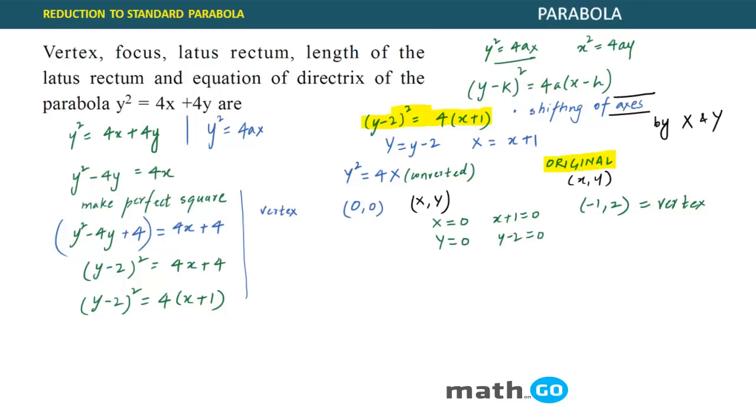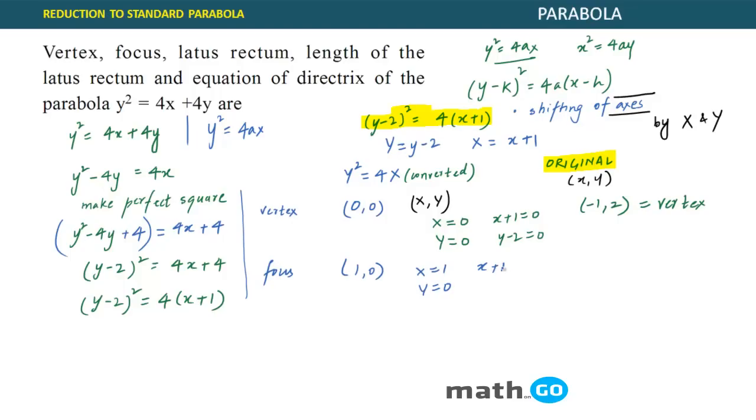Let us try and do the focus. So for focus, what is the focus? a comma 0. What is the value of a? 4x, so a is 1. So focus is 1 comma 0 in the converted parabola. Okay, so what is the value of capital X? Capital X is 1 and capital Y is 0.